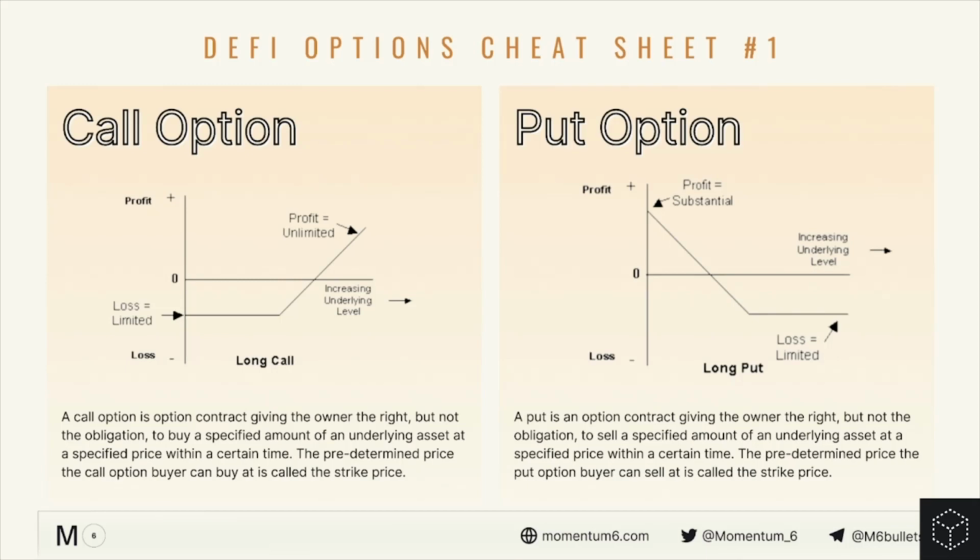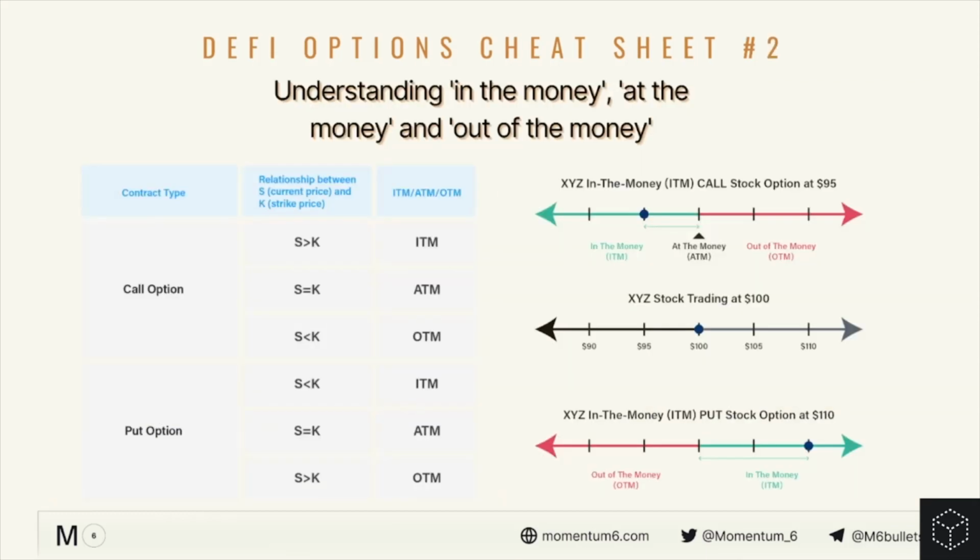So again, a put option is the option contract giving the owner the right, but not the obligation, to sell a specified amount of an underlying asset at the specified price within a certain time. So how does this look from a profit standpoint then? I think this chart is good, but it's a little confusing if you're looking at it the first time, so this helps a little bit.